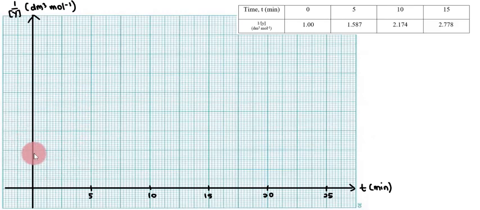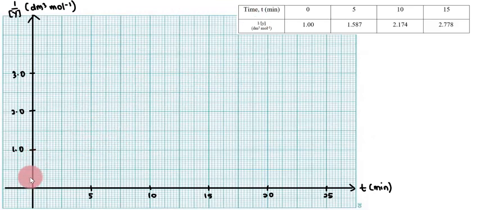So, untuk Y-axis pun sama. Setiap 10-20 kotak ni saya ambil sebagai 1.0. Okay, so ini akan jadi 2.0, 3.0. Okay, so sekarang ni it's time to plot our graph.